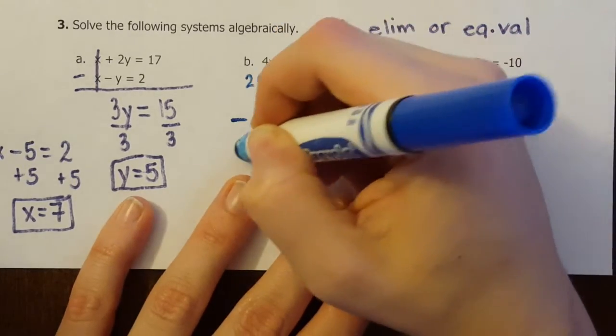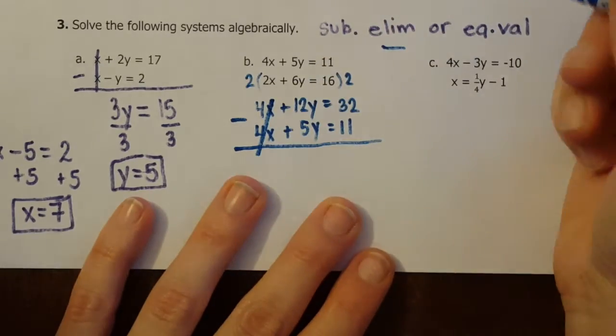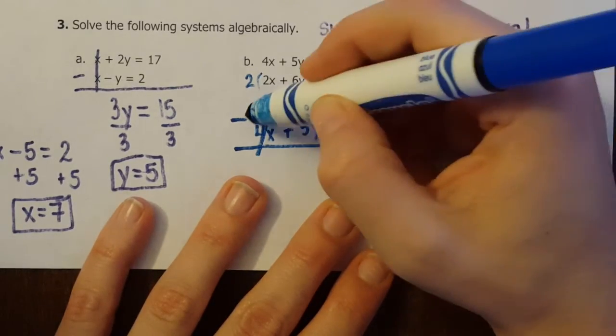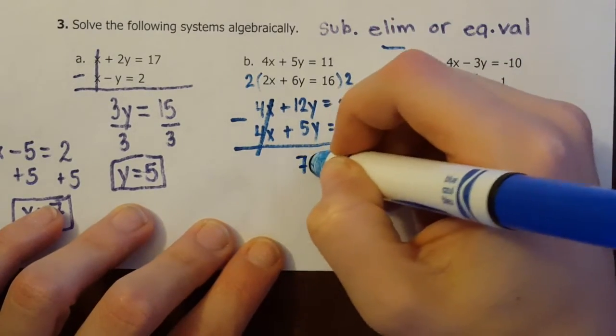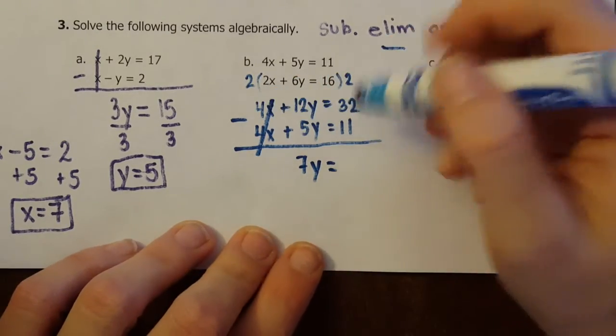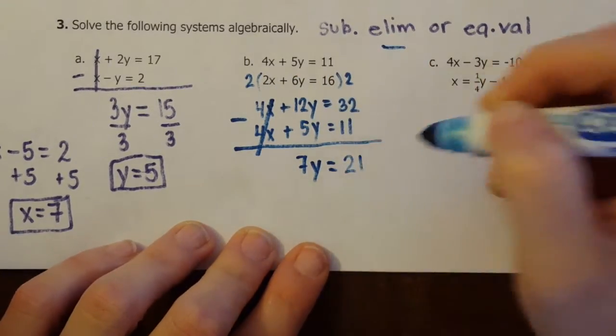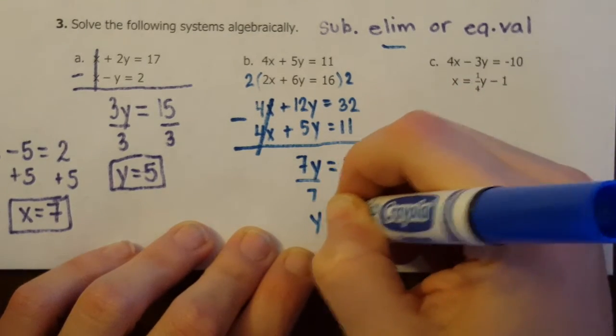Now if I subtract these equations from each other, my x's will cancel. I have 12y minus 5y, which is 7y. And I have 32 minus 11, which is 21. And then I divide by 7, so y is 3.